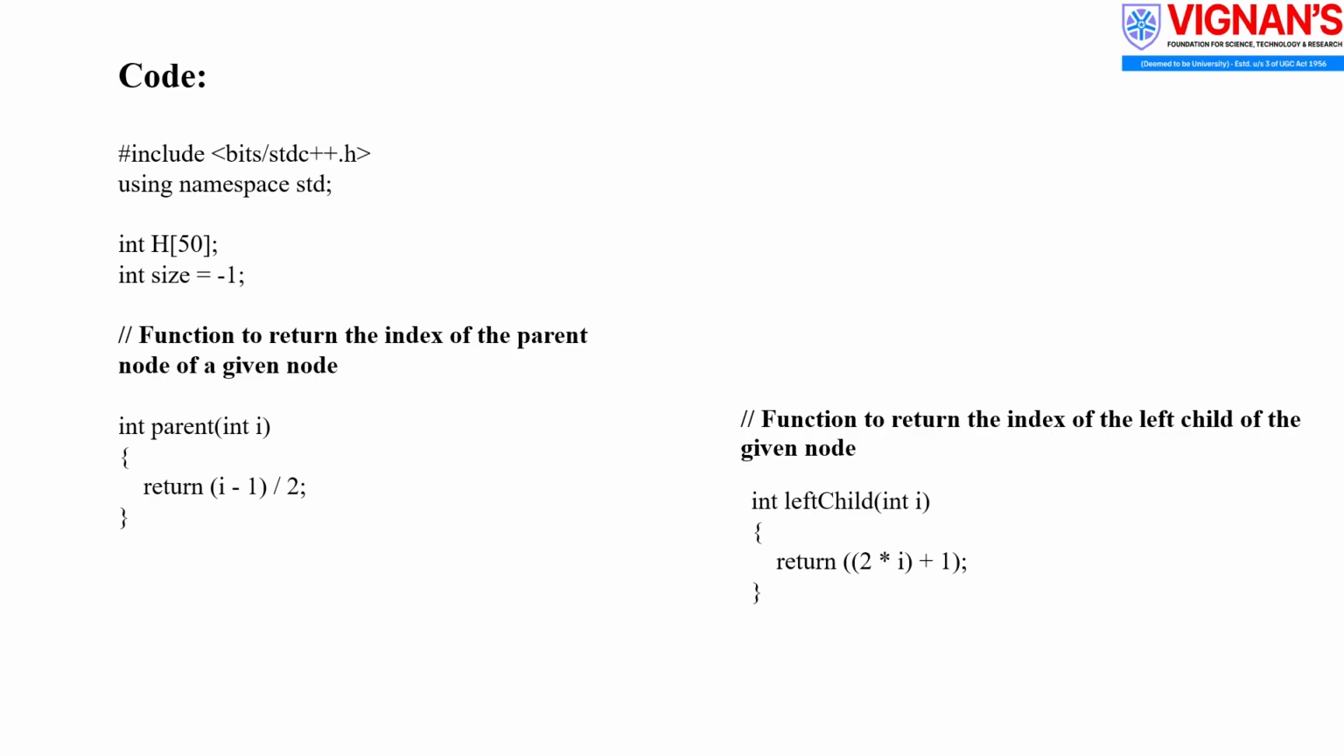Next, a function named parent is defined. This function takes an integer I as input and returns the index of the parent node of a given node in the binary heap. The parent index is calculated using the formula (I-1)/2. Then, another function named leftChild is defined. This function takes an integer I as input and returns the index of the left child of the given node. The left child index is calculated using the formula 2*I+1. These functions help in navigating the binary heap when it is stored in an array.